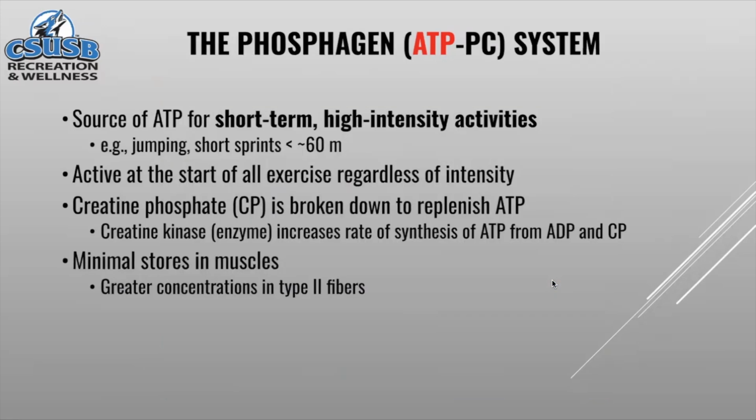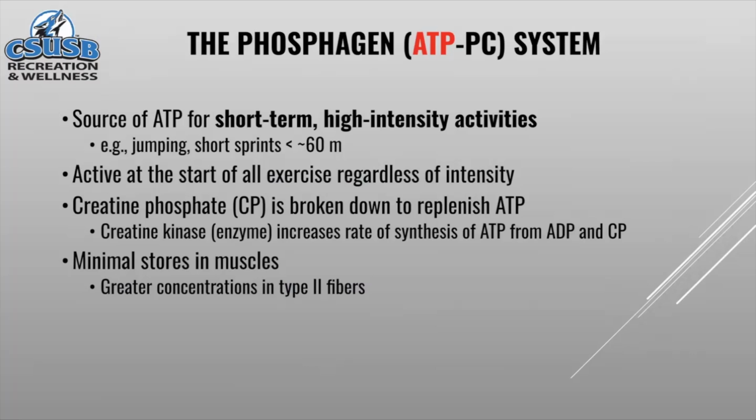All right, so a little more detail on the phosphagen system, right? Our ATP phosphocreatine system. So there's going to be a source of ATP for short-term, high-intensity activities, right? For example, jumping, short sprints, right? Super high intensity, low duration. So it's going to be active at the start of all of our activities, even if it's not super intense, because that ATP is already there and readily available.